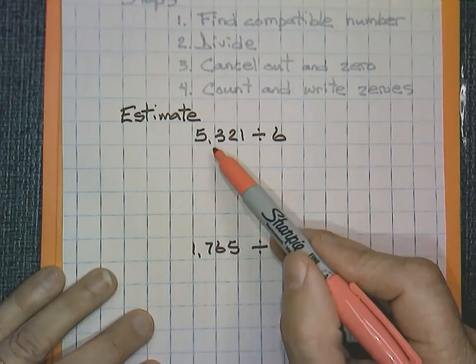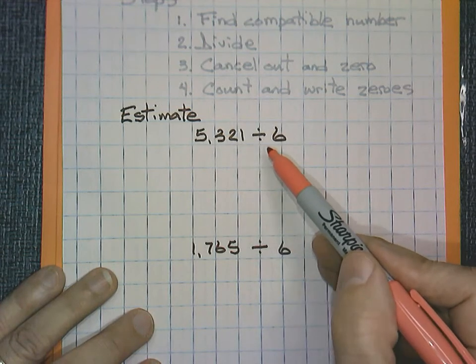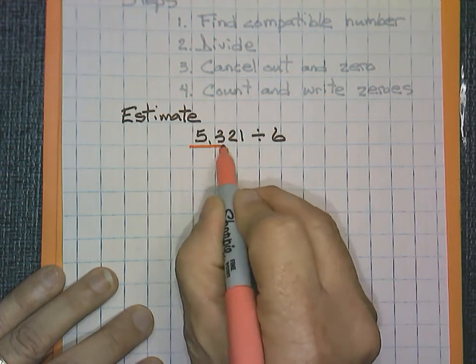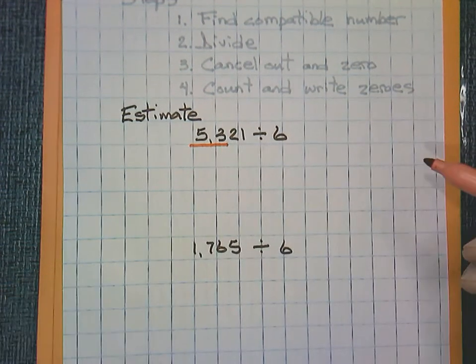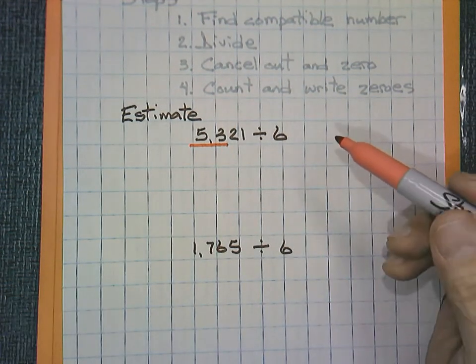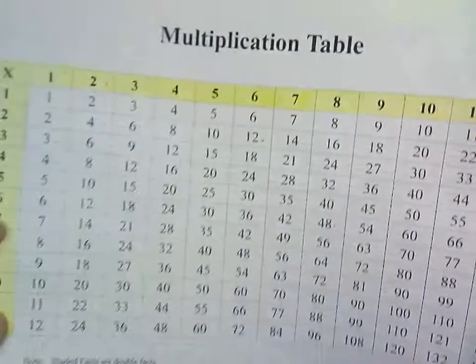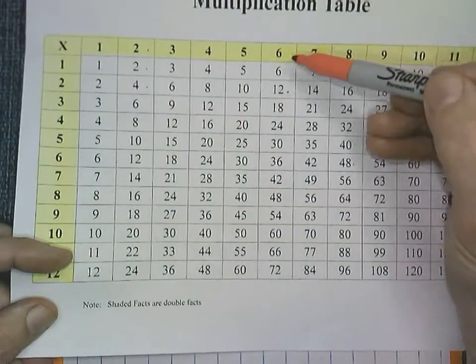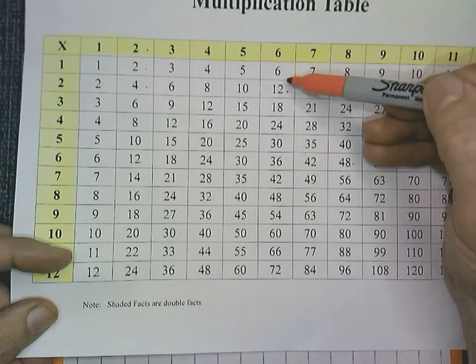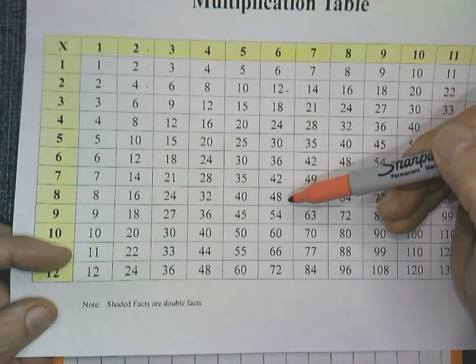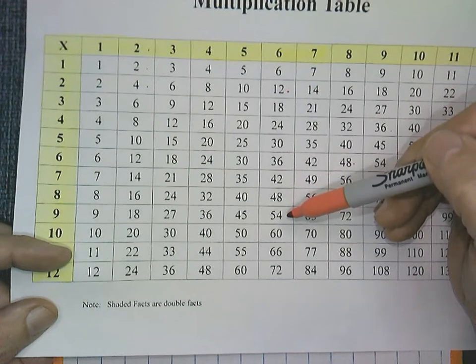Estimate 5,321 divided by 6. Working from left to right, I'm going to work with those two digits that I can make a little bit easier to find compatible numbers. I'm going to use my 6, and I'm looking as close as I can get to 53, and I am allowed to go over 53. In this case, because of compatible numbers I can go over, it's 54.